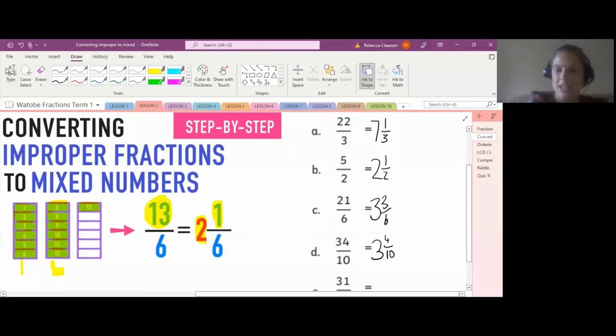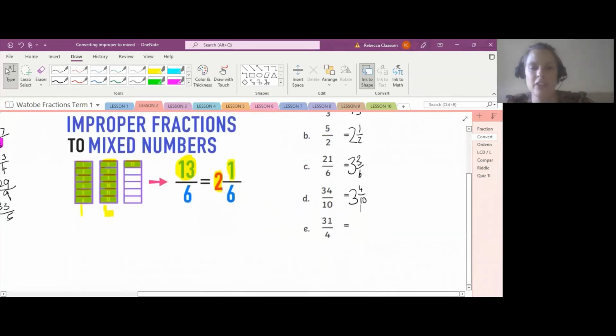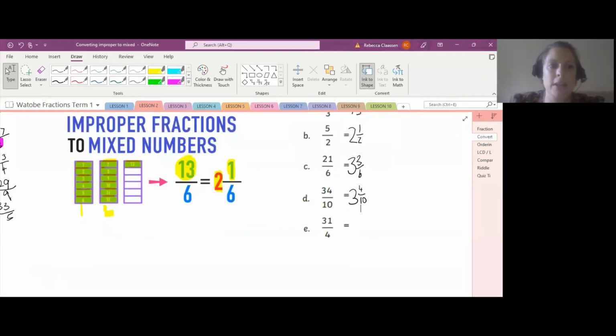All right, and let's see if I can make my screen a bit smaller so you can see E. Here is E for everyone to try. And let's see how quickly you can get it. Ready, set, go.